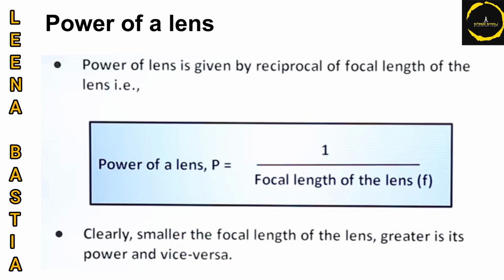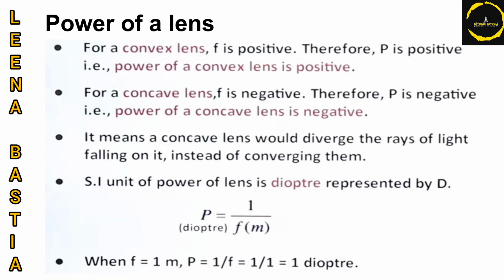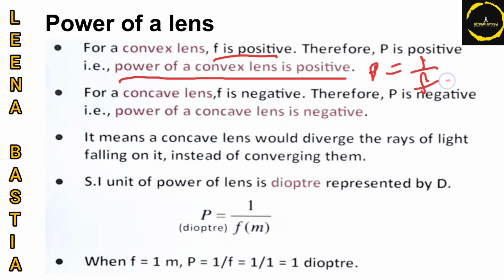Now the next point is the power of a lens. For a convex lens, what can we write? F is positive, and therefore P is positive, and the power of a convex lens is also positive. What does it mean? We know that P equals 1 by F, and if the F value is positive, then the value of power is also positive.